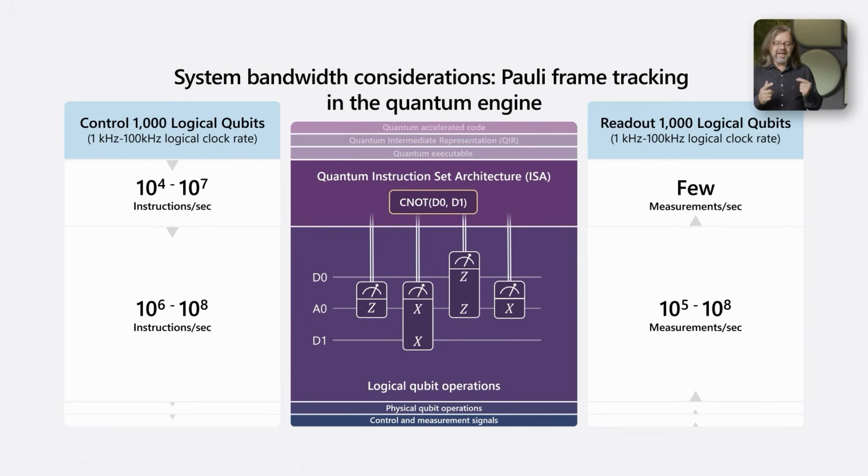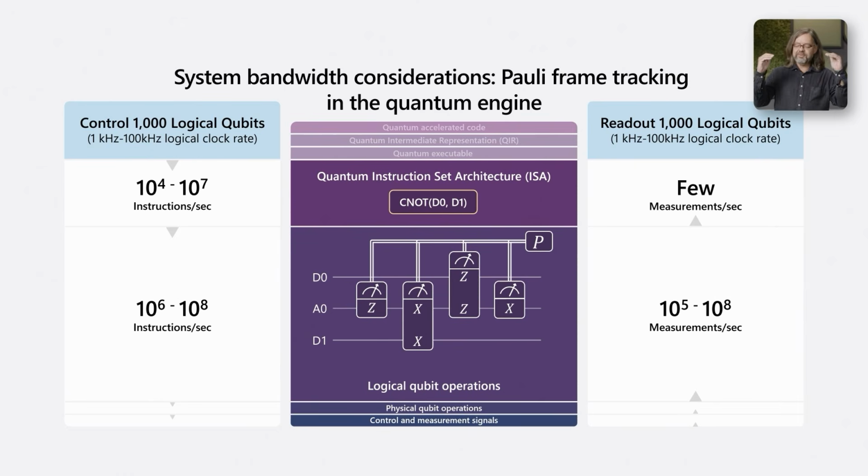What we thus would like to do is to hide that from the user. I don't want to return all those measurements to the program. And I want to handle the Pauli frame tracking, all of the processing, all of the label updatings in the quantum engine.